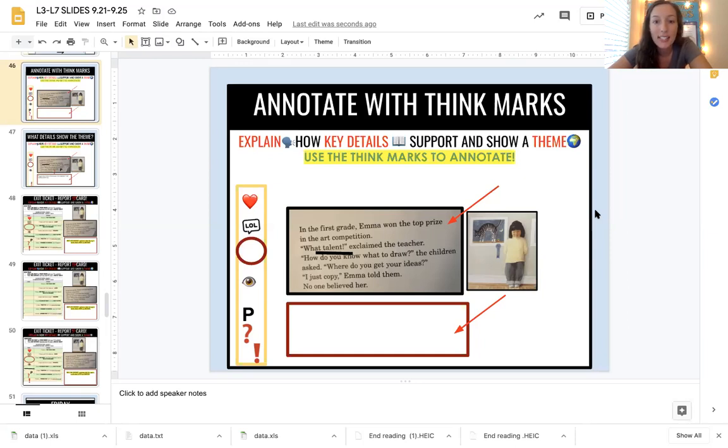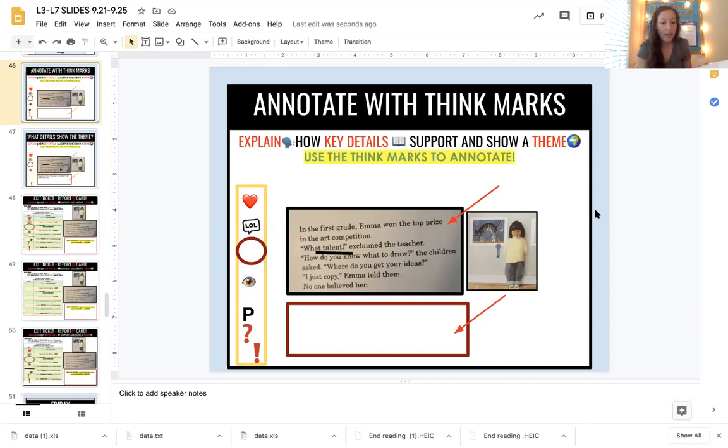So when Emma says, "I just copy," after people ask her where she gets her ideas, does that tell us where she gets her ideas? No. Do we know where she's copying from? No, not from reading the page and not from looking at the picture. So let's think, where is Emma copying from? Is she copying from animals that she sees? No, she's copying from where? She is copying from her rug.